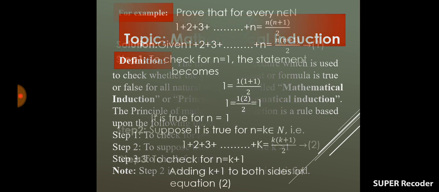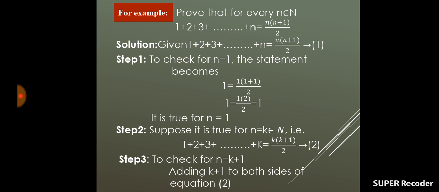For example, prove that for every n belongs to natural number, 1 plus 2 plus 3 plus up to n equal to n times n plus 1 divided by 2. Solution: here we prove that 1 plus 2 plus 3 plus up to n equal to n times n plus 1 divided by 2 is true for all natural numbers on the basis of mathematical induction.